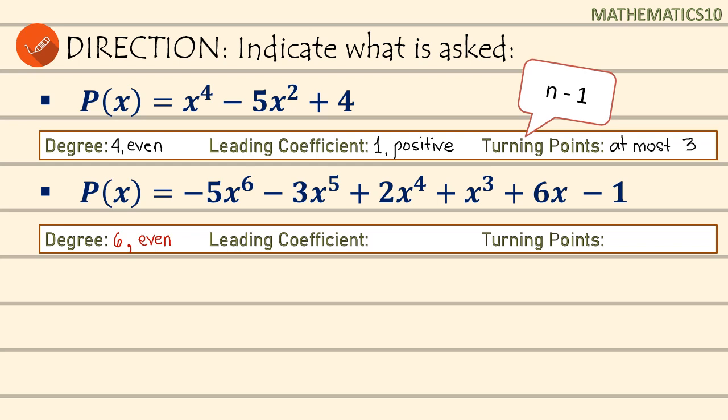Okay, next. How about our leading coefficient? To find the leading coefficient, you simply look at the leading term. It is already arranged in decreasing order, so it is easier for us to identify our leading term, and that is our first term. So negative 5x raised to the 6th power, so our leading coefficient is negative 5, and of course, as you can see, it is negative.